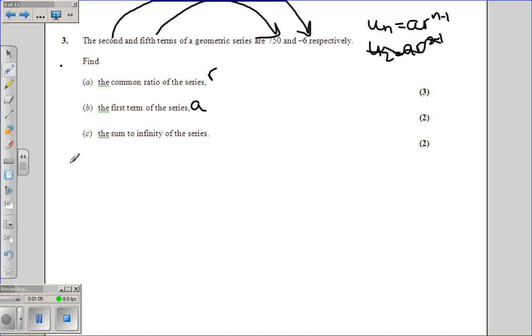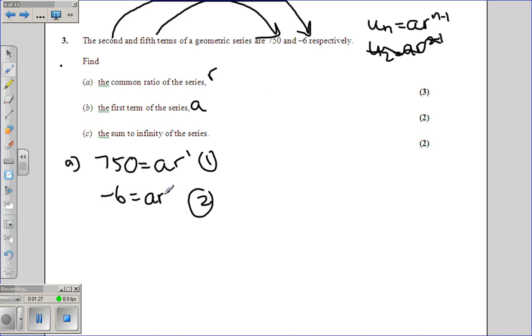So down here, 750 equals A R to the n minus 1, we don't know what those are. Well, it's the second term, so n is 2. So 2 take away 1 is just that. And the second equation is from the next bit of information. It says the fifth term is negative 6. So negative 6 is equal to A R, because it's the fifth term, it's 5 minus 1, 4. Here are the 2 equations. You now just need to solve them to get R and then to get A.